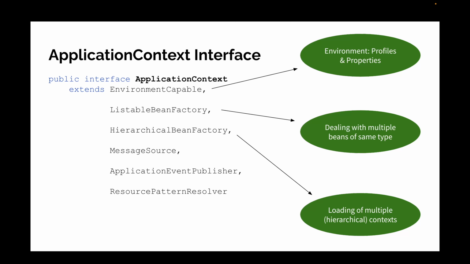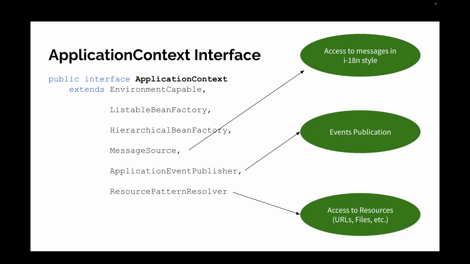Because ApplicationContext extends the EnvironmentCapable interface, this provides us functionalities to deal with different environments using profiles and properties. It also extends the ListableBeanFactory and HierarchicalBeanFactory interfaces. So it provides us functionality to deal with multiple beans of the same type and to load multiple contexts. ApplicationContext also extends MessageSource, which is responsible for accessing messages in internationalization style, and it extends the ApplicationEventPublisher interface, which provides the functionality of event publication.